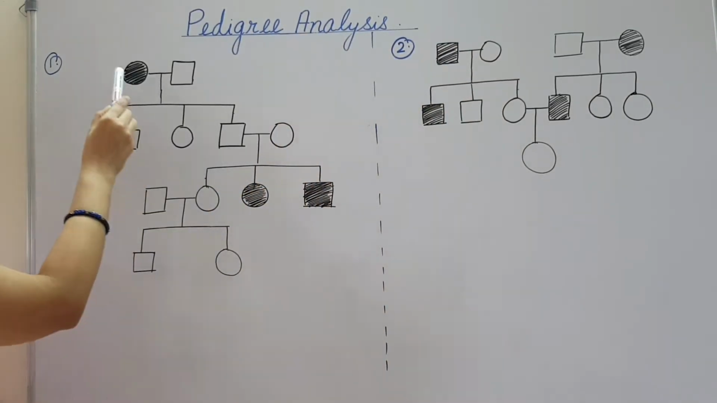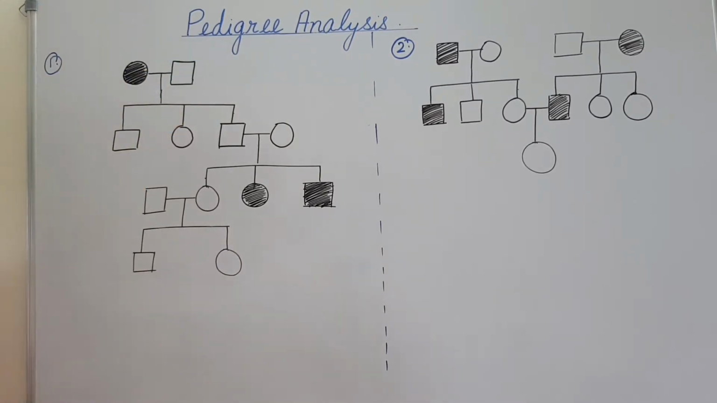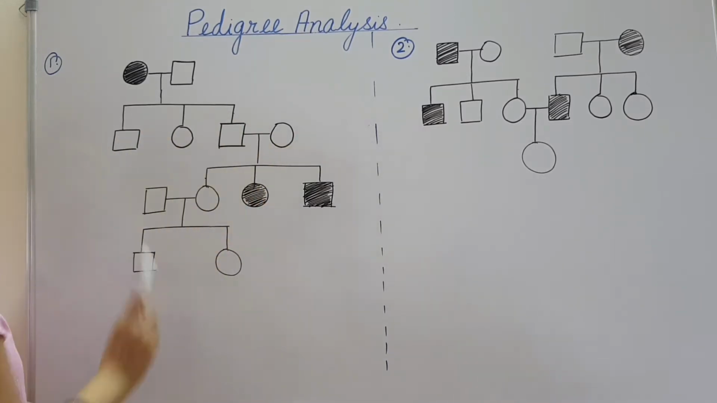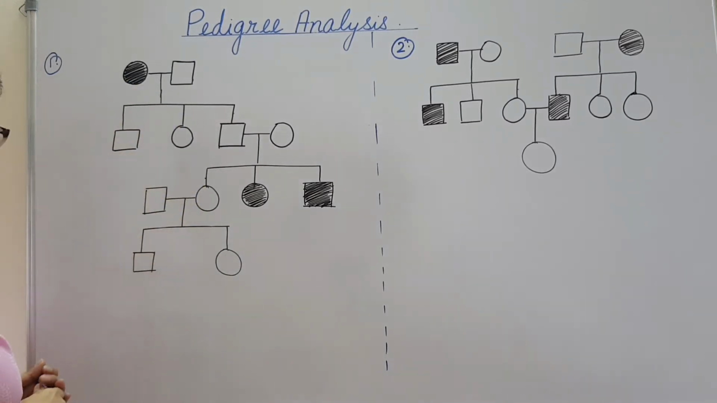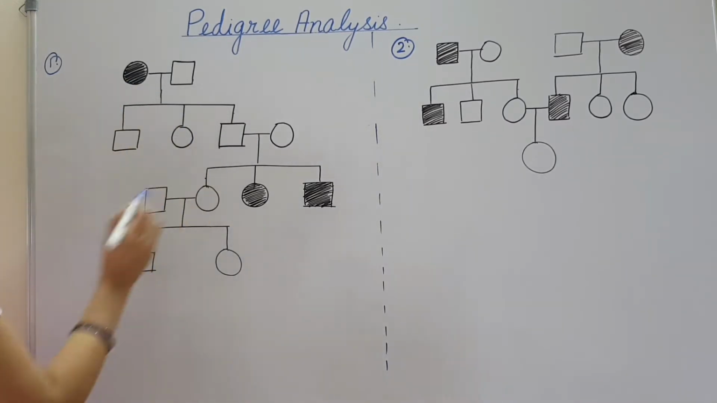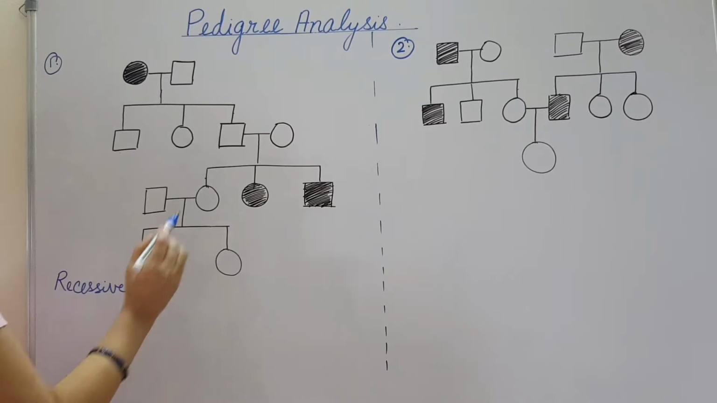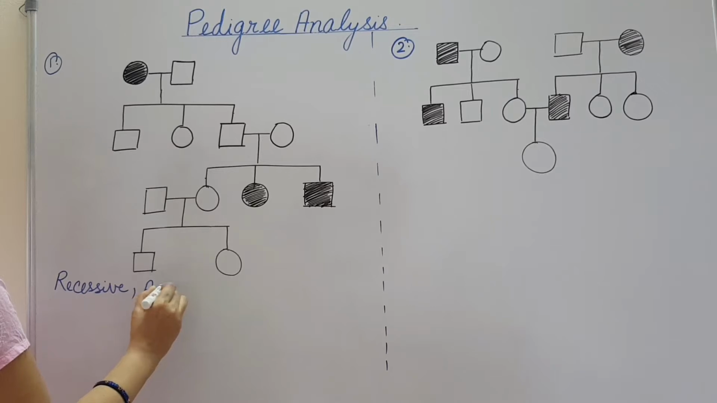So if we see this question, here affected female mates with unaffected male. In this generation, no affected individuals are present. Then again in this generation, affected individuals are present. So it is skipping generation. The trait skips generation, so it may be due to a recessive gene. Also, if we see in this third generation, male and females are affected equally. That means genes are autosomal.